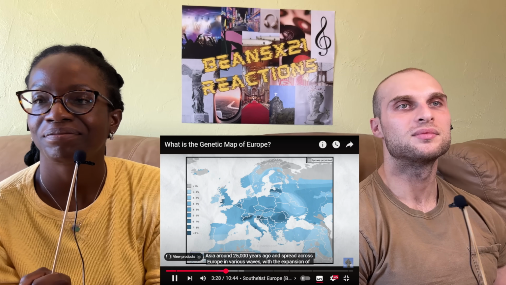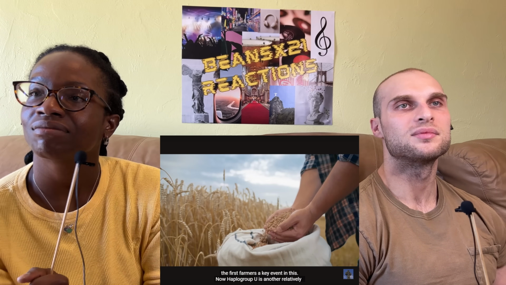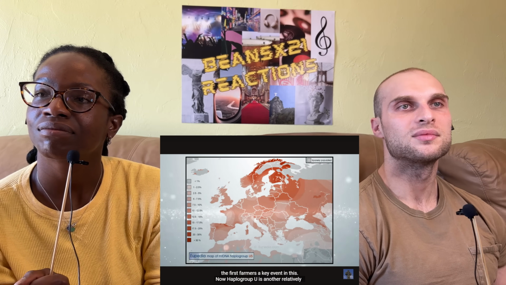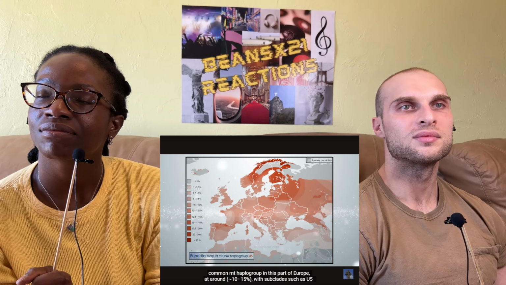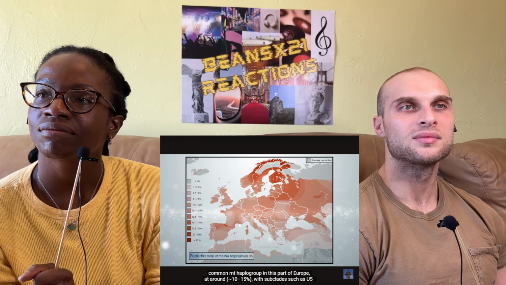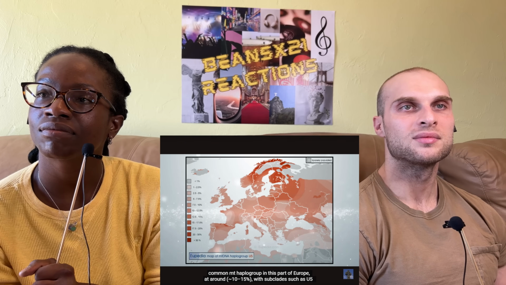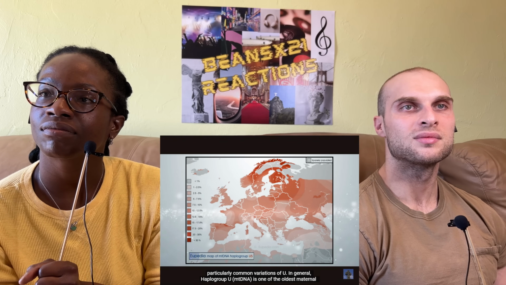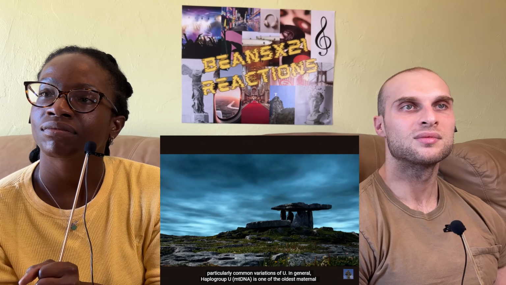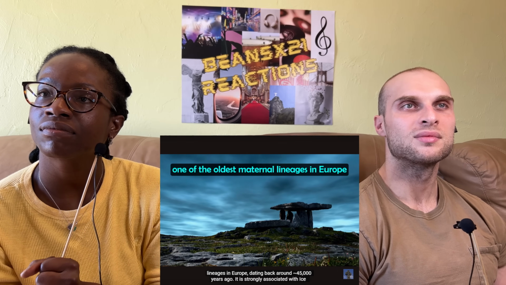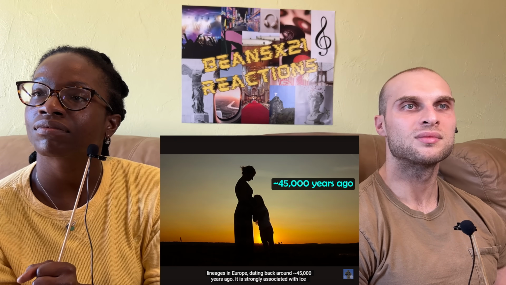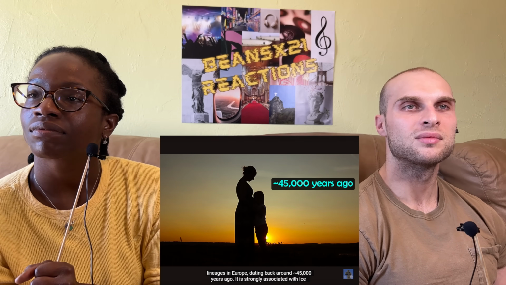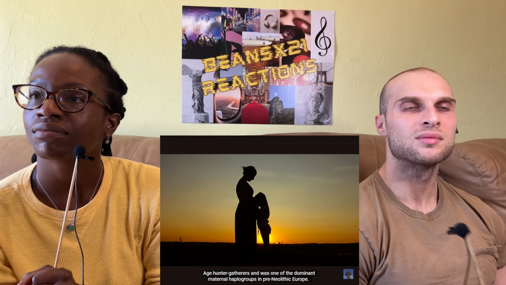And spread across Europe in various waves, with the expansion of the first farmers a key event in this. Now, haplogroup U is another relatively common mitochondrial haplogroup in this part of Europe, at around 10 to 15%, with subclades such as U5 particularly common variations of U. In general, haplogroup U is one of the oldest maternal lineages in Europe, dating back to around 45,000 years ago. It is strongly associated with Ice Age hunter-gatherers and was one of the dominant maternal haplogroups in pre-Neolithic Europe.